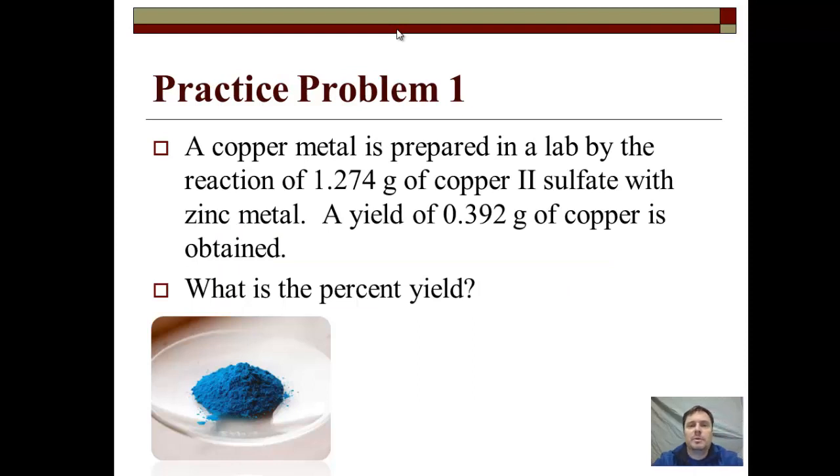So let's do a couple practice problems with this. First one, a copper metal is prepared in the lab by the reaction of 1.274 grams of copper 2 sulfate with zinc metal. A yield of 0.392 grams of copper is obtained. I would copy this down so you have it in your notes for practice. Okay, but they want to know what's the percent yield. So the first thing I have to be able to do is to write the chemical equation and balance it. Once I know that, then I can use stoichiometry to figure out what I should have got, because what I actually got was 0.392 grams. What I want to know is the percent yield. So let's work through this.